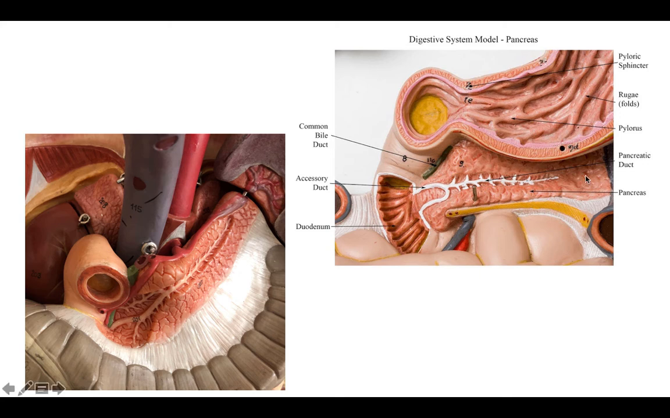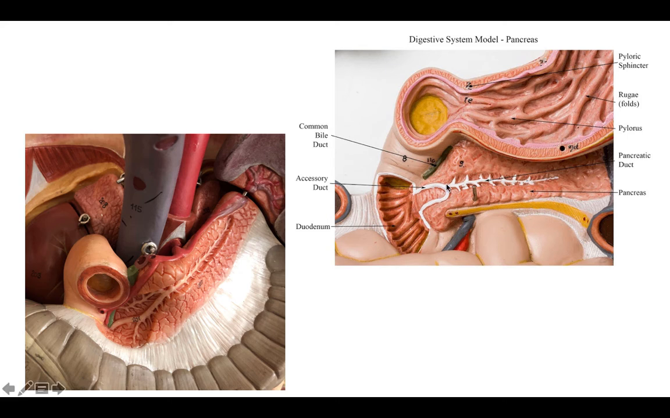So the pancreas is going to produce those pancreatic enzymes, and secrete those enzymes and pancreatic juices into what's called the pancreatic duct. And that pancreatic duct is going to join the common bile duct to form what's called the hepatopancreatic ampulla, and then it will dump into the duodenum here.